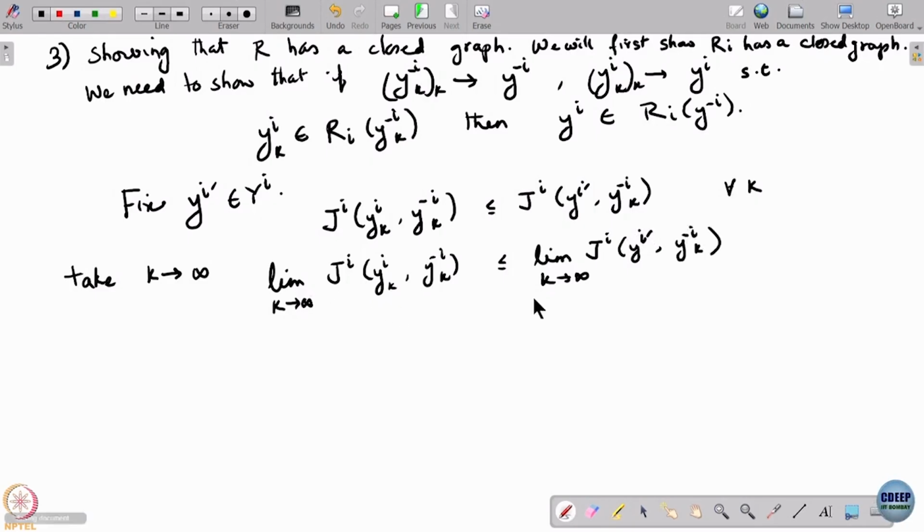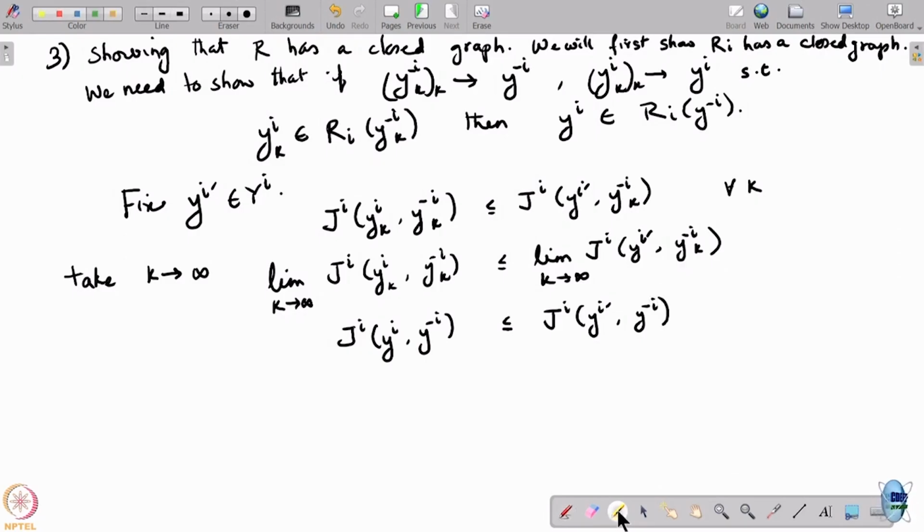Now, since ji is continuous as a function of its arguments, this limit basically goes inside. Okay. So, what I will get here is ji of the limit, which is yi comma y minus I, that is less than or equal to ji of yi dash comma y minus I. Is this clear? Now, remember, I did this for a fixed yi dash, but this can be done for every yi dash.